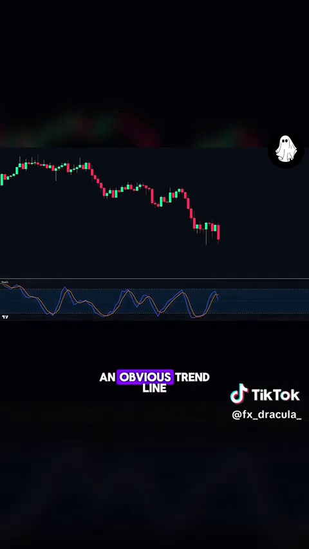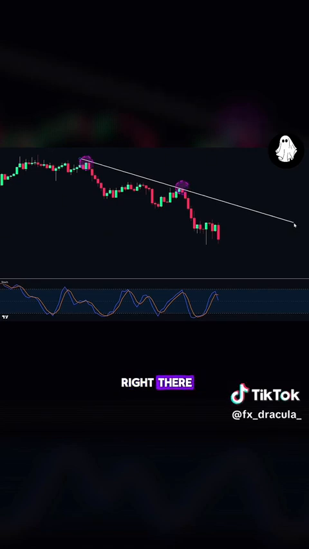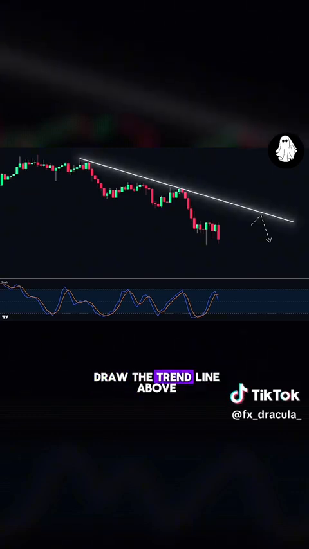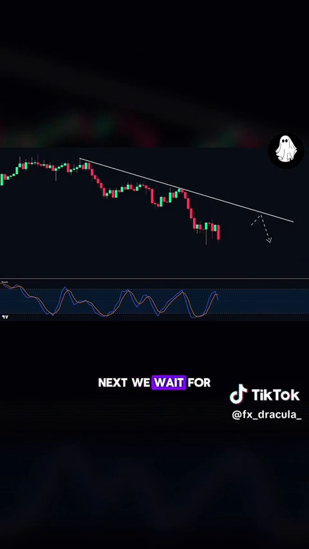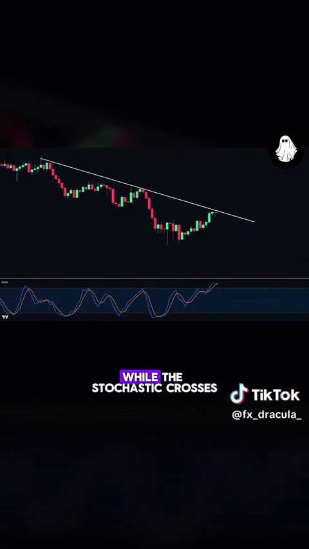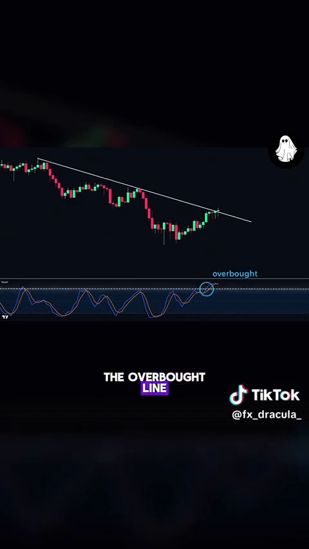Next, we can see an obvious trend line that we can draw at these swing highs, so just draw it right there. Now, since the overall trend is heading down, the setup we're looking for is price bouncing off this trend line to the downside. That's why we only draw the trend line above and didn't need to draw the one below. Next, we wait for price to approach the trend line while the stochastic crosses the overbought line.